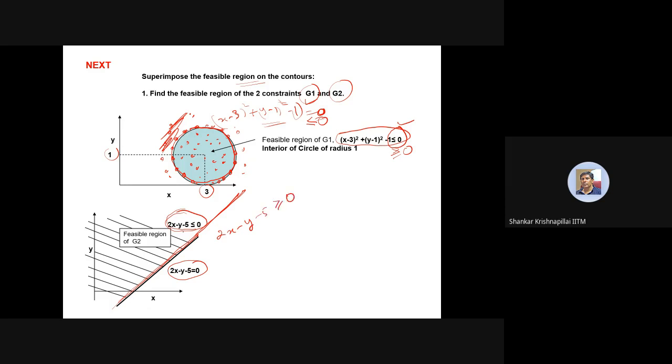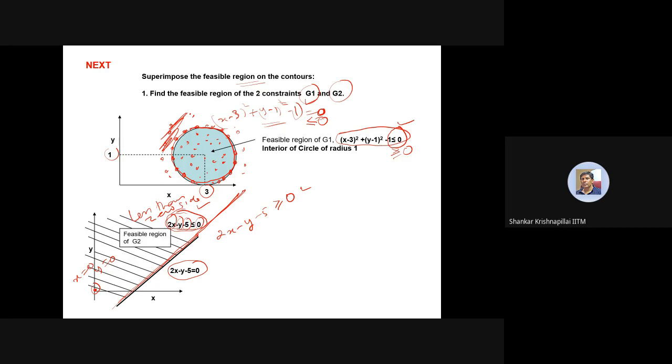So how do you know which is which? Why should this occur on the left side and why should this occur on the right side? That you can do by sampling a point. You take a sample point here, x equal to 0, y equal to 0, and you substitute in this equation. 2 into 0 minus 0 minus 5. That will give minus 5. So minus 5 is less than 0. So this is actually the less than 0 side.